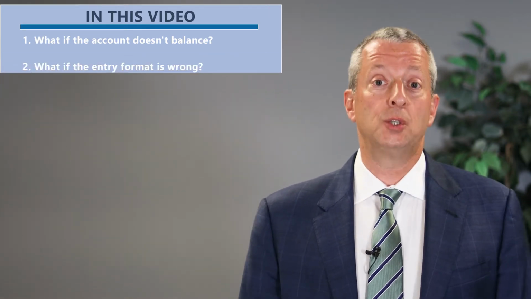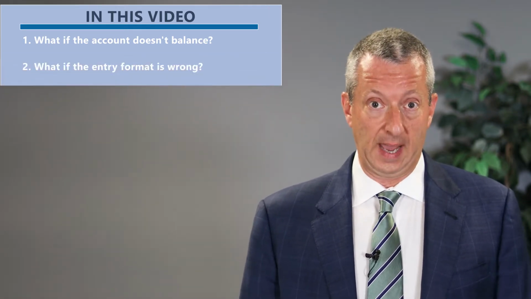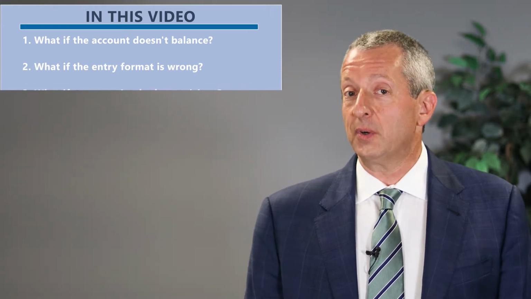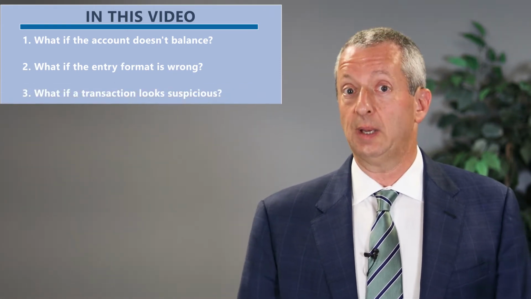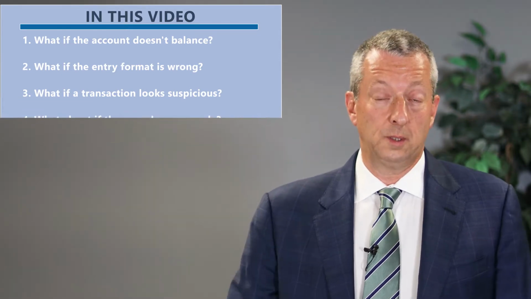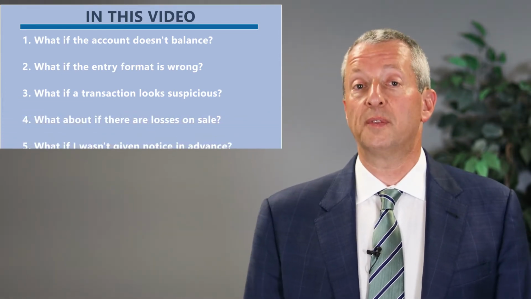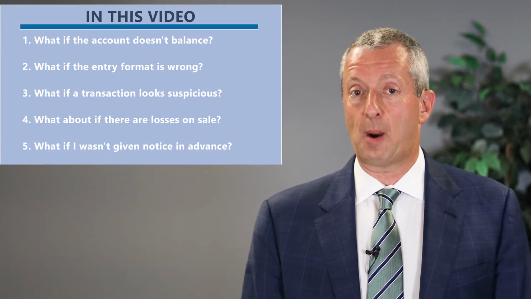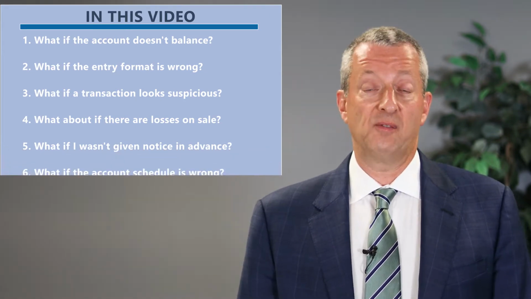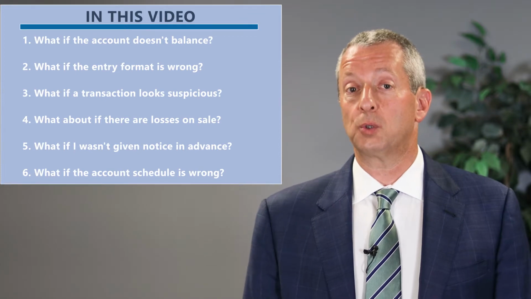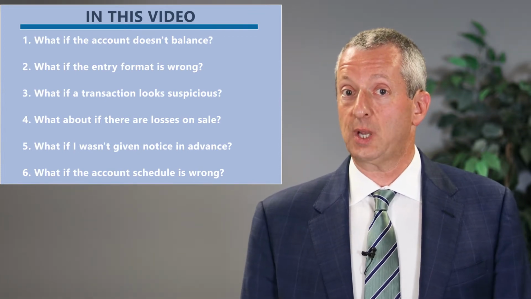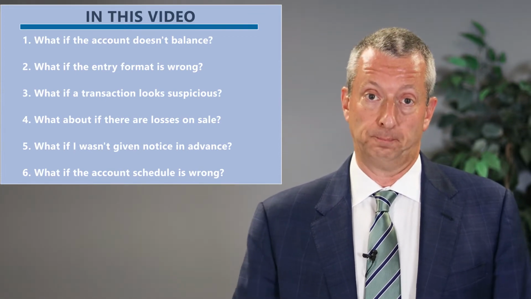In this video, I'm discussing what to do if the account doesn't balance, if the trustee has used the wrong format for the account, if there is a suspicious transaction in the account, what to do if losses on sale are reported, what to do if the trustee didn't provide proper notice in advance, and finally, what to do if the trustee either left out an account schedule or used the wrong one.